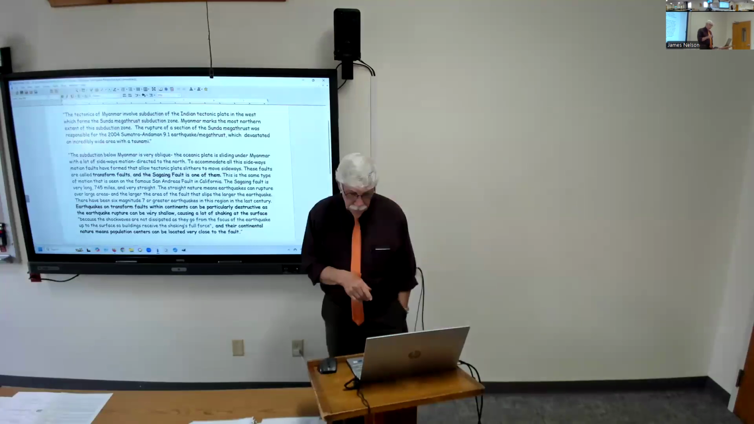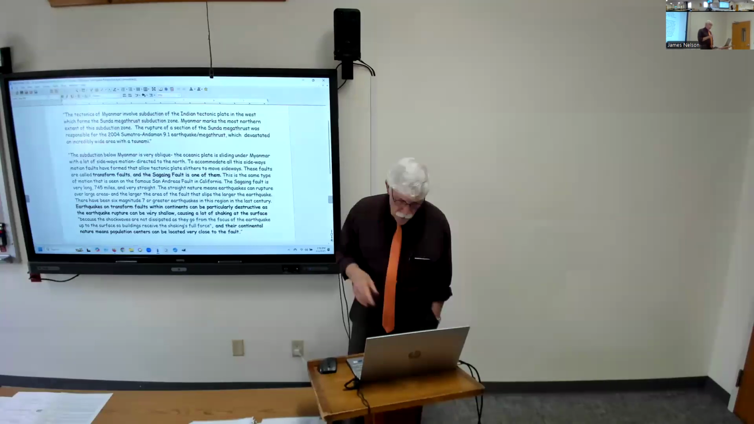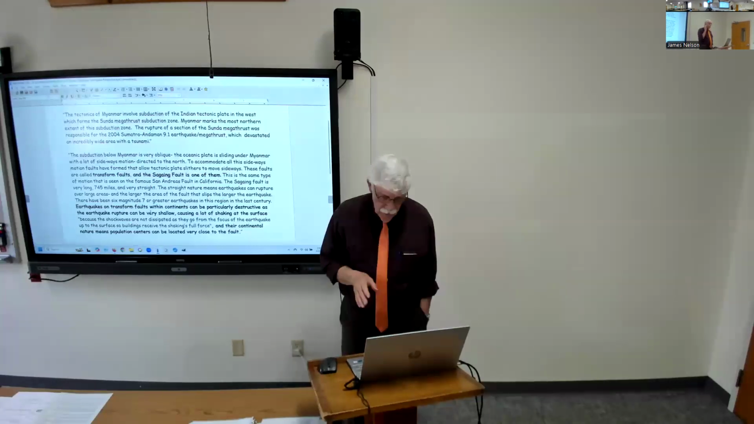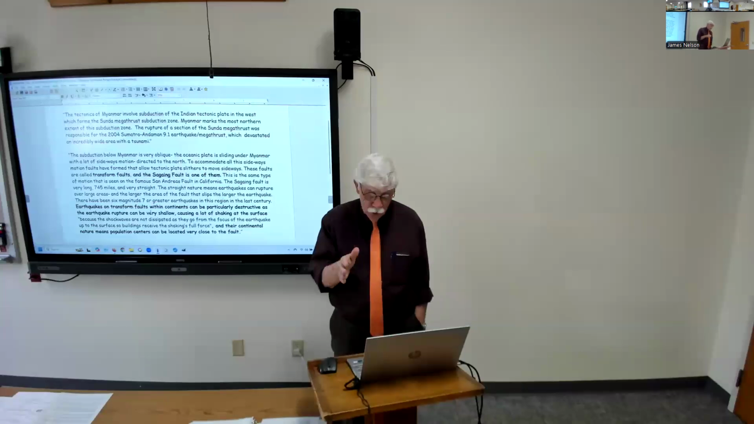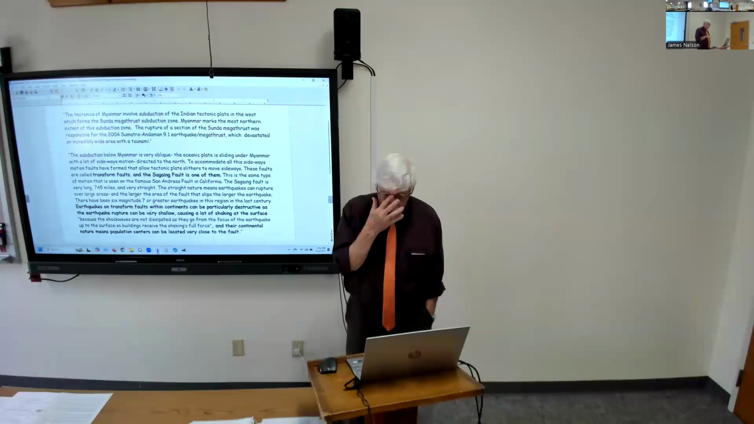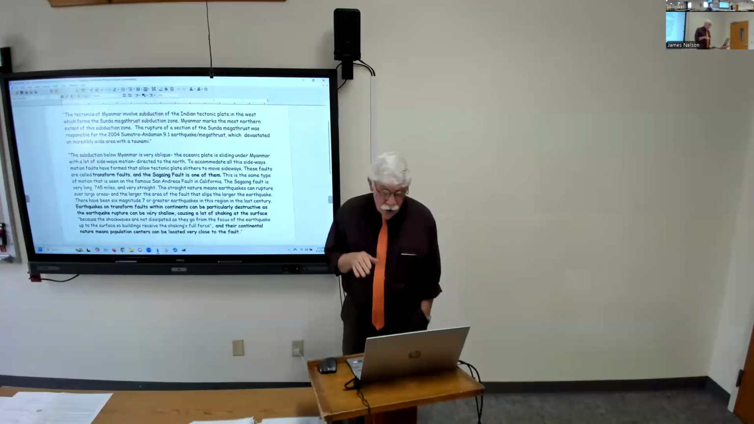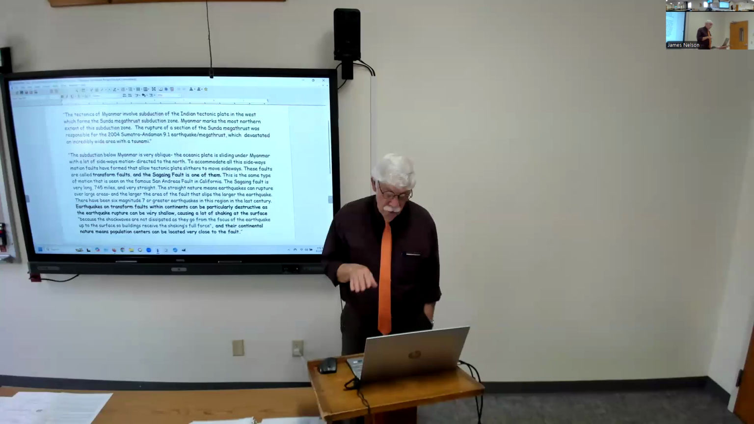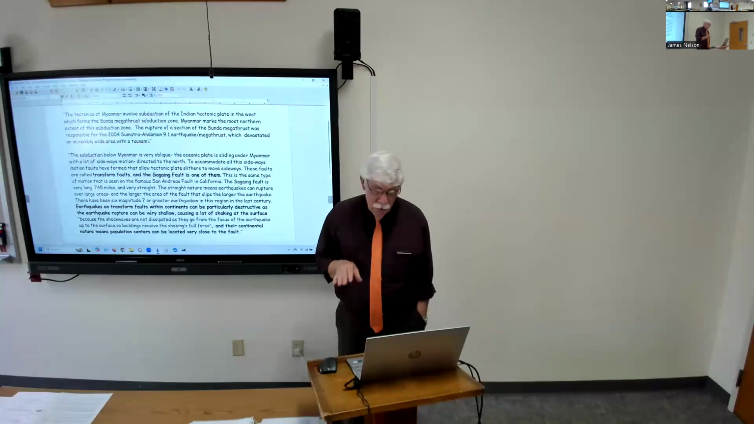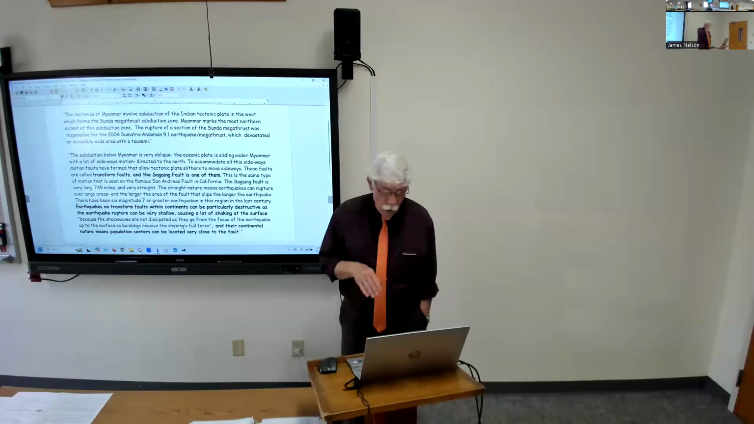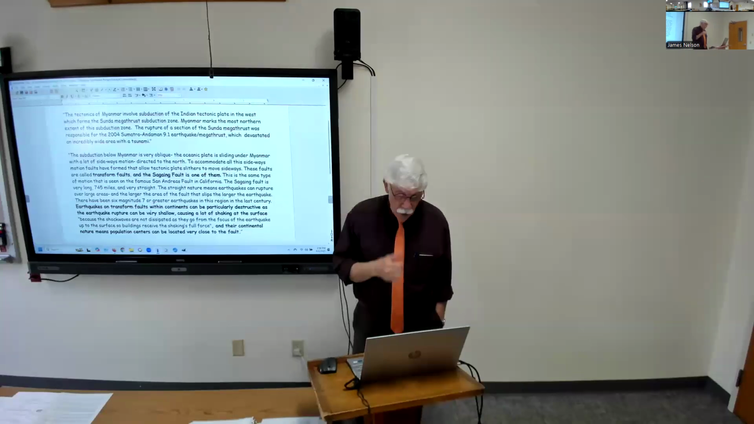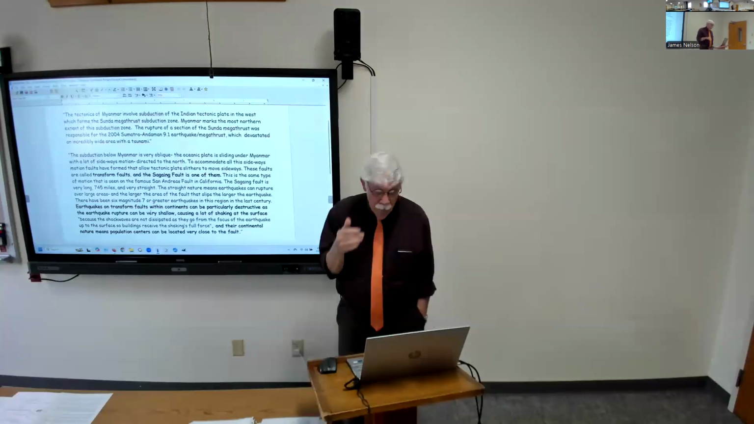This Sagaing fault is very long, 745 miles long, and very straight. The straightness of it means earthquakes can rupture over large areas. And the larger the area of the fault that slips, the larger the earthquake. So there have been 6 of these large earthquakes of magnitude 7 or above in this region in the last 100 years.